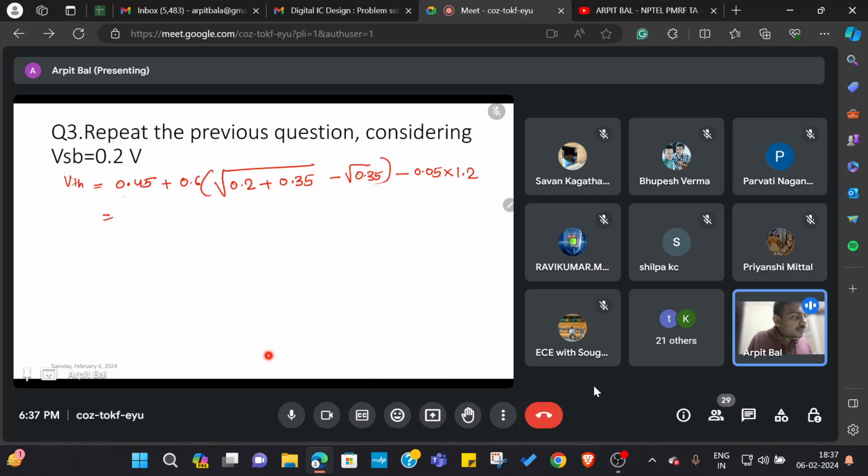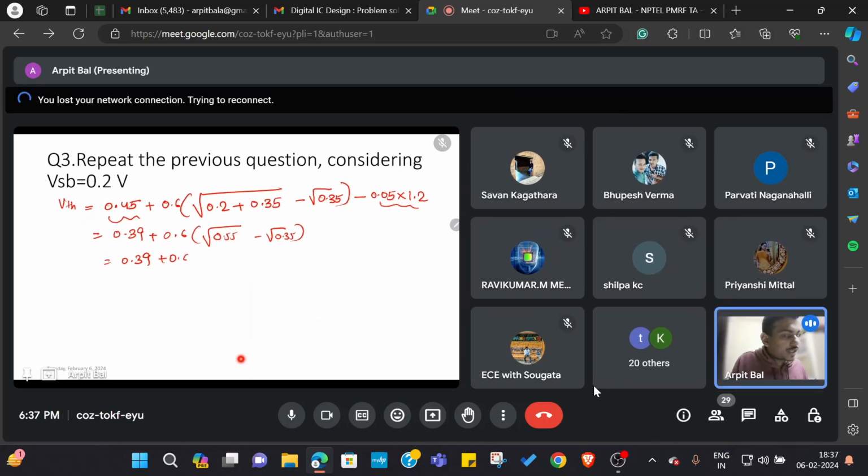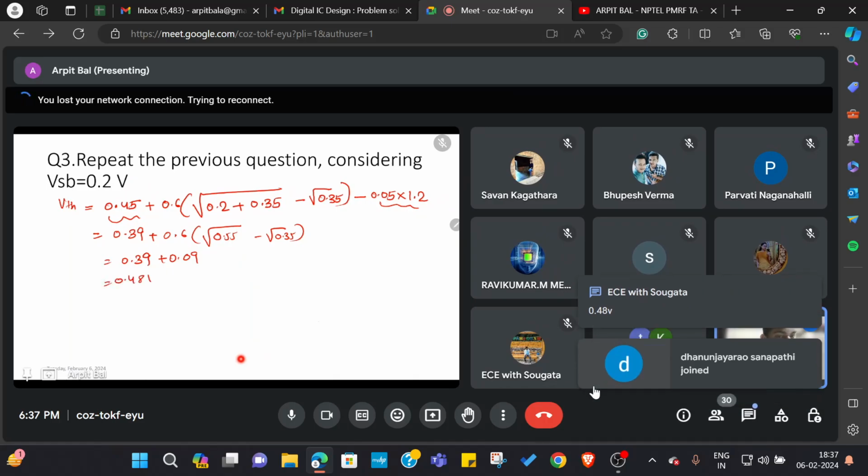So we know that if we subtract these two, then we will get 0.39 as we did in our previous question. In this one we have square root of 0.55 minus square root of 0.35 equals 0.39 plus 0.09. Yeah, so 0.48.